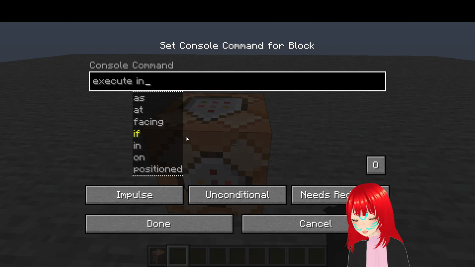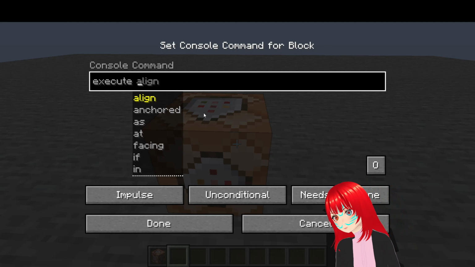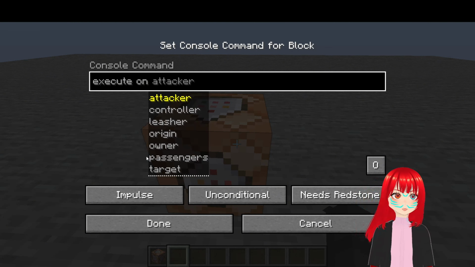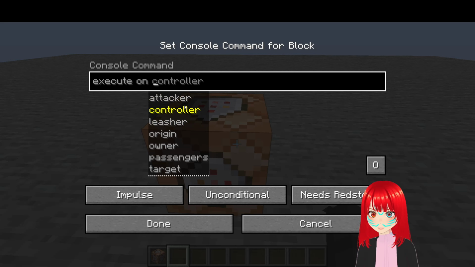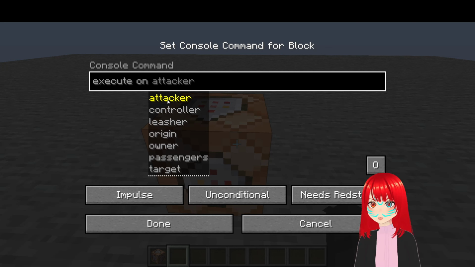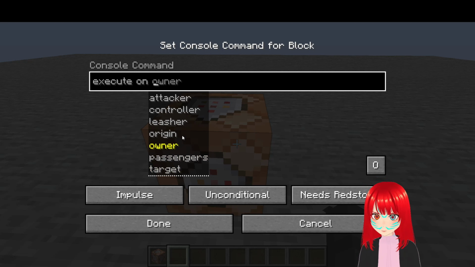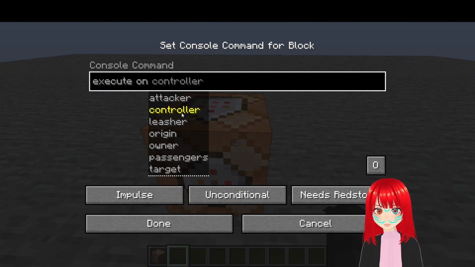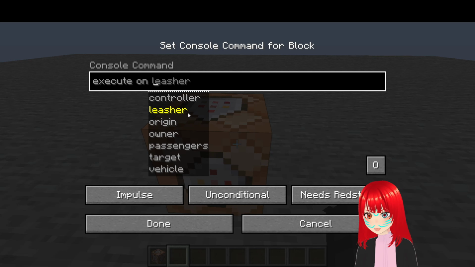In right in execute in, this just tells you which dimension, right? You can do it in the end, the nether and the overworld. Execute on. Now this tells you like the specifics, like if somebody's attacking you, you want to execute on the attacker, you want to execute on the controller, the leasher, the origin, owner, the passengers, the target, in the vehicle. The leasher, that's going to be for your leads. Controller, that's going to be like you know, when you do something.